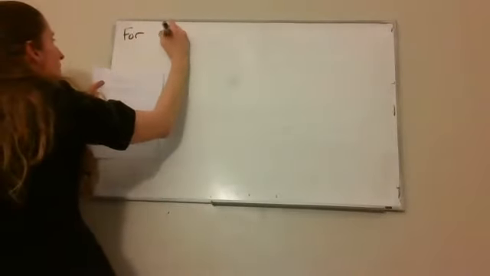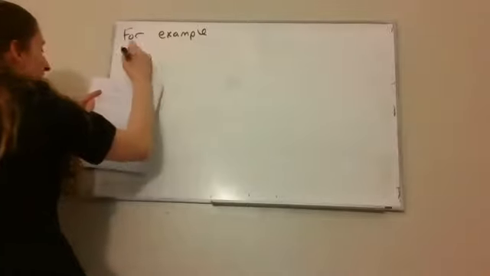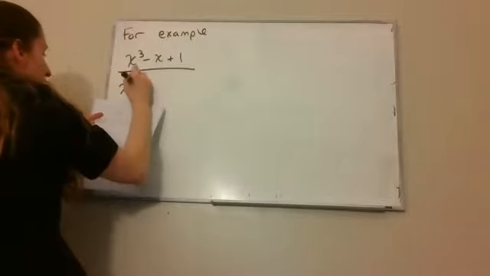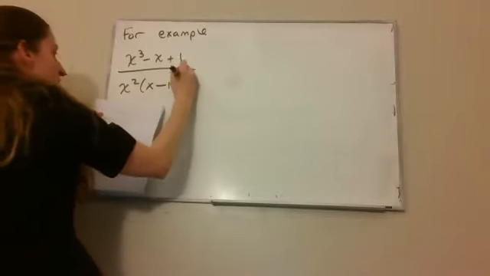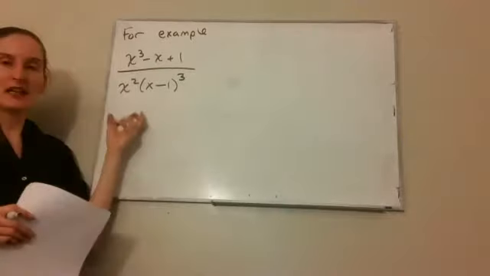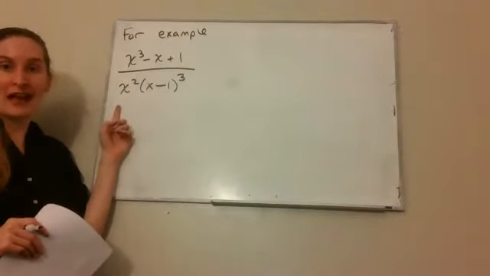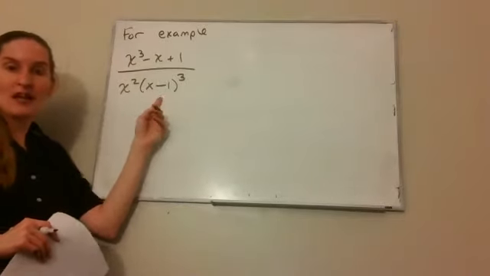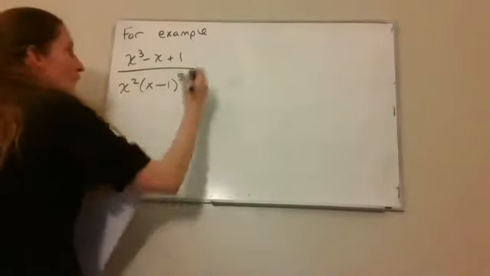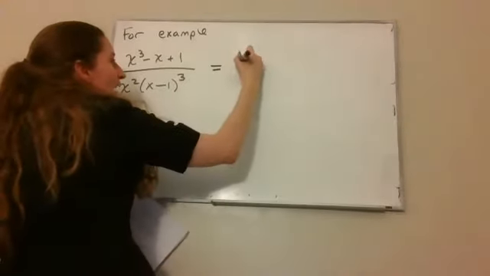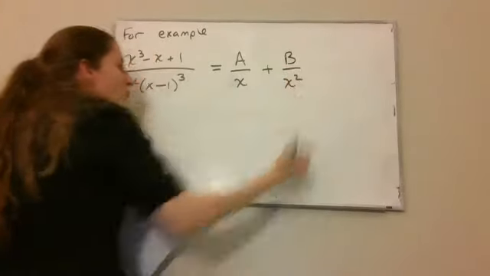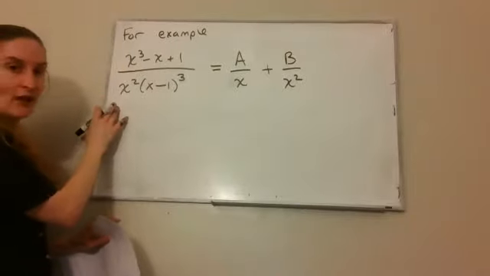So for example, if I had x to the third minus x plus 1 over x squared times x minus 1 to the third, we have 2 linear factors. The first linear factor is x, and it's repeated twice. My second linear factor is x minus 1. It's repeated 3 times. So for the linear factor of x, I'm going to have a over x and b over x squared, 1 term for each power of that linear factor.